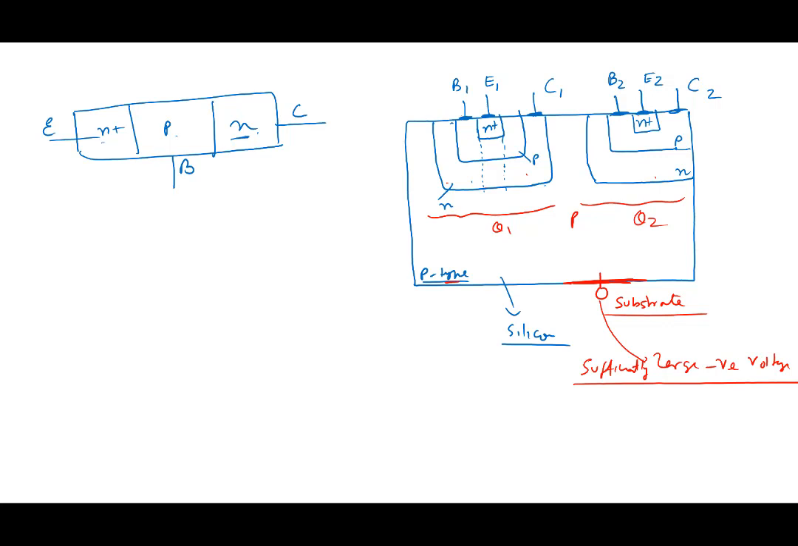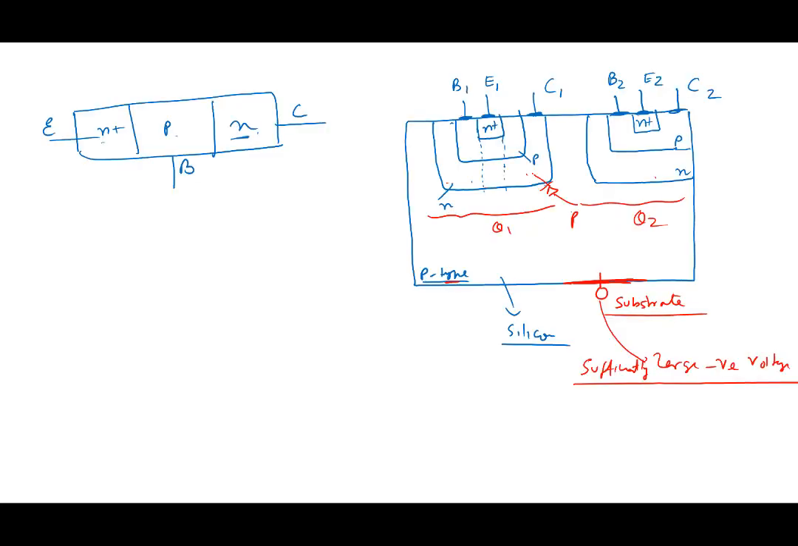There is a diode, right? Between N and P, there is a diode. Between here, what do you see? There is a diode here, right? PN junction. But if I apply a large negative voltage, what happens to this PN junction? Reverse bias. Similarly, between these two regions, you see a diode. If I apply a large negative voltage, this diode is also reverse bias.